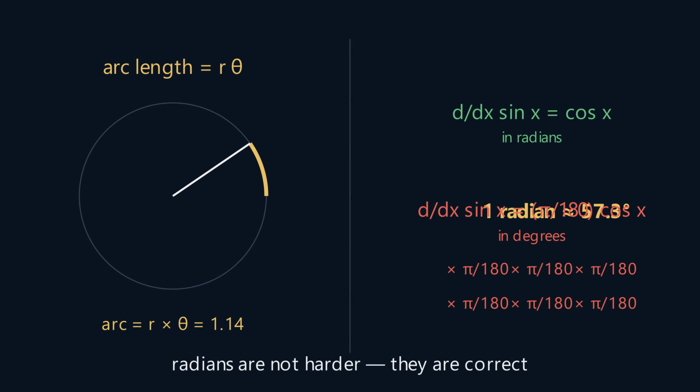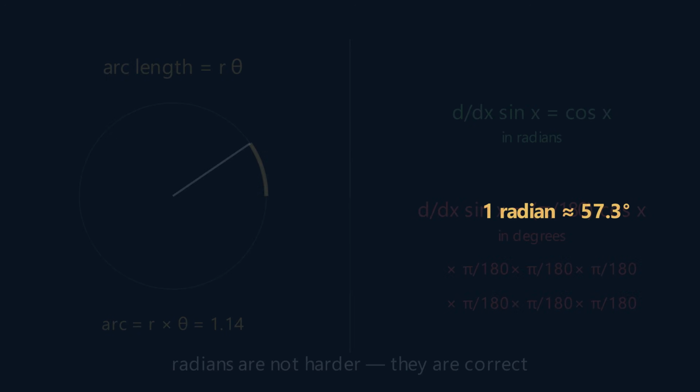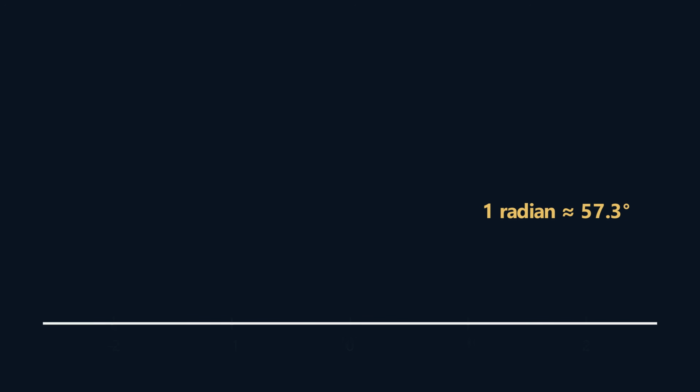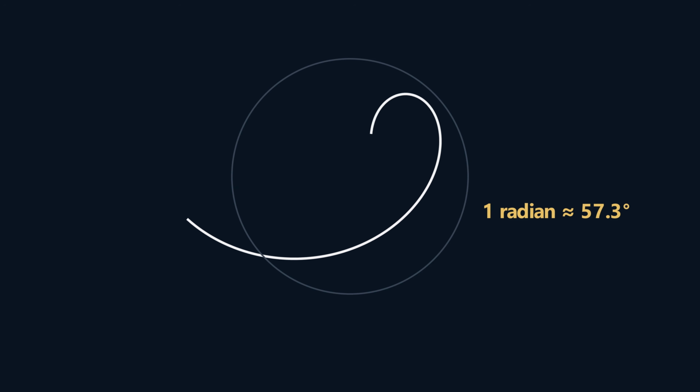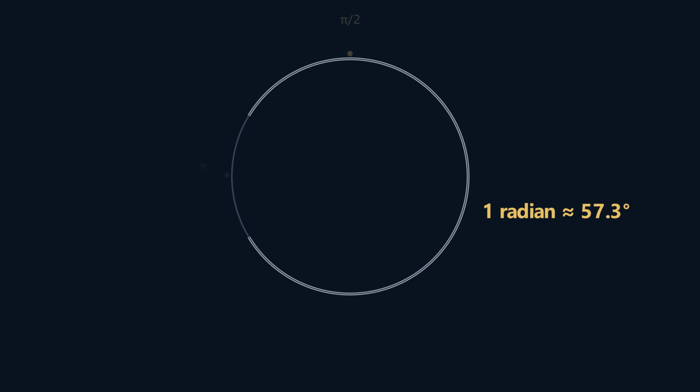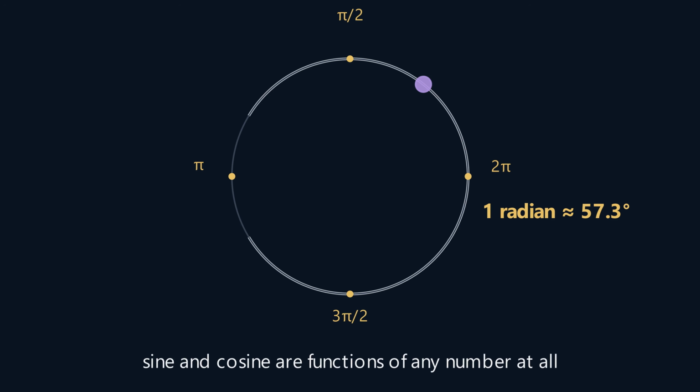Radians are not a harder unit. They are the correct one. Radians also let us do something impossible with degrees. Take the number line, all the real numbers, and wrap it around the circle. Every real number now lands on a point, which means sine and cosine are not really about angles at all. They are functions of any number you like.